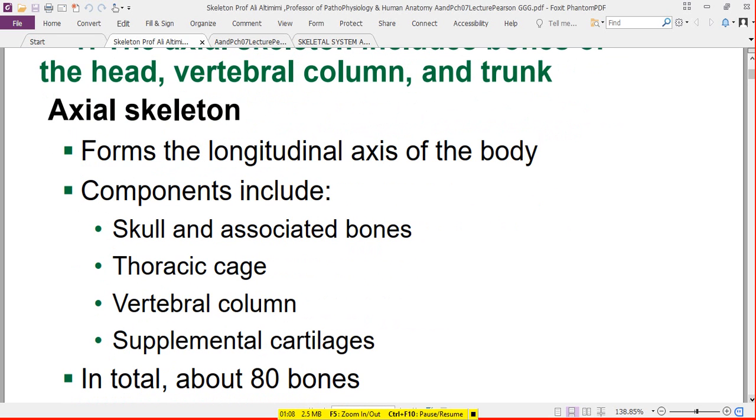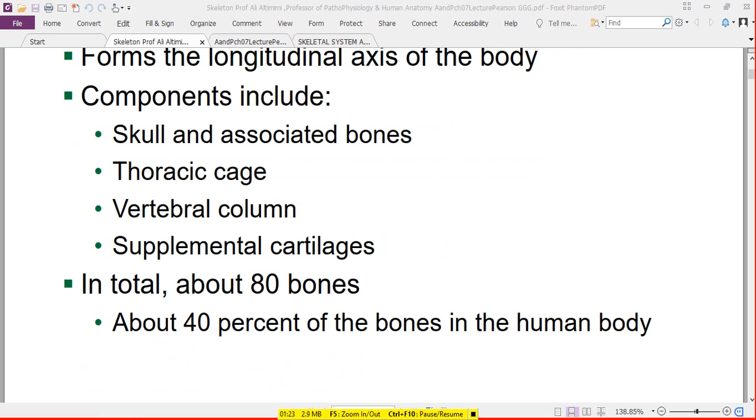Including the supplemented cartilage, altogether it includes 80 bones. The axial skeleton has 80 bones, which is about 40% of the bones in the human body.